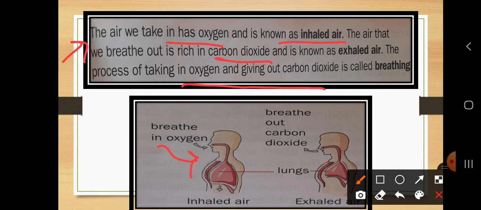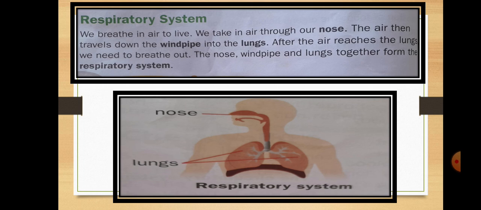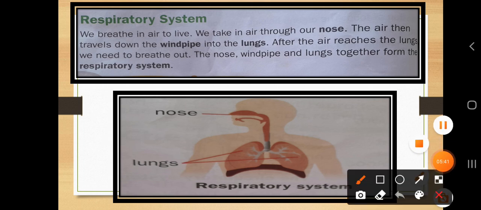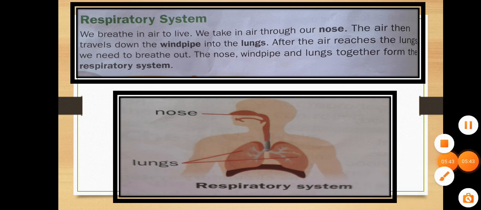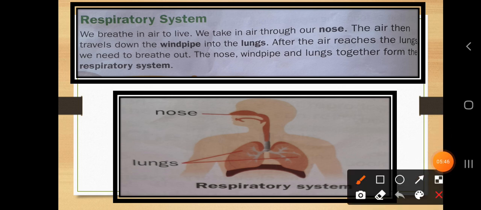So dear students, let's recall what we have learned. We have learned what the respiratory system is. What are the main organs in the respiratory system? The first one is the nose, which is the sense organ. Next is the windpipe. Next is the lungs.